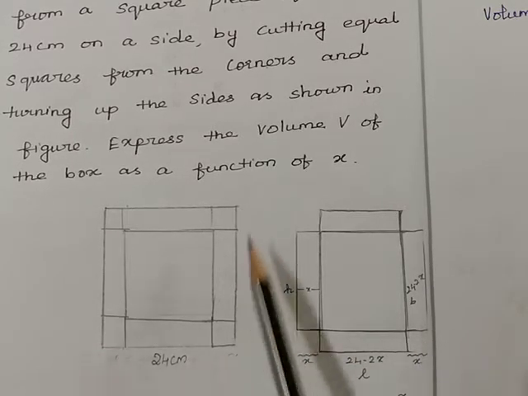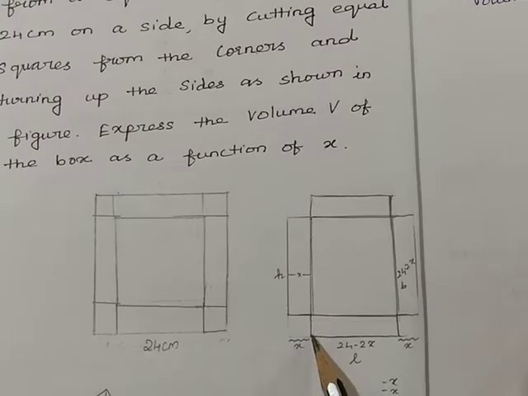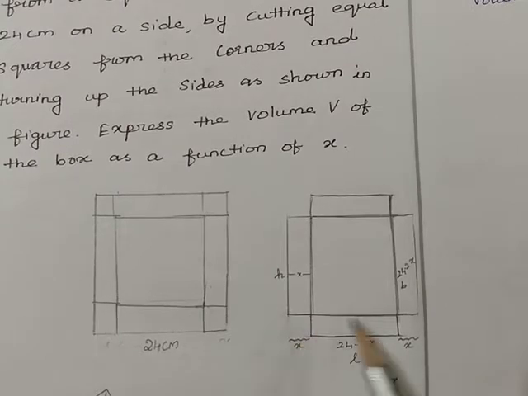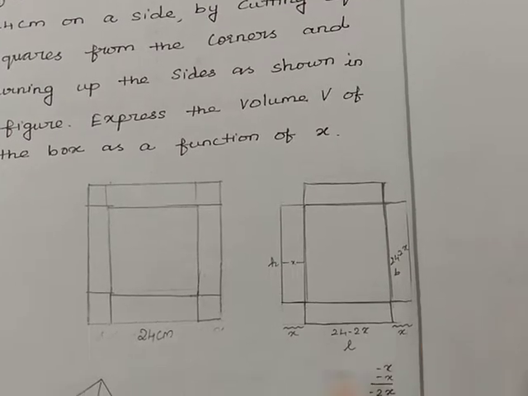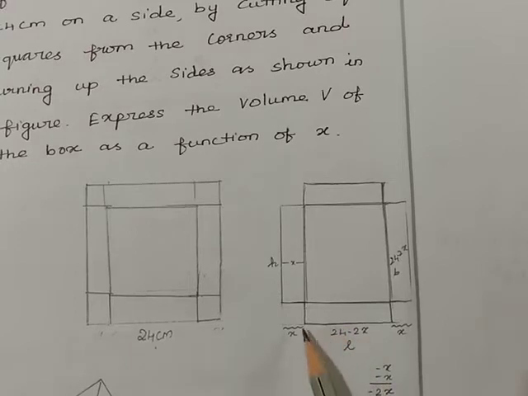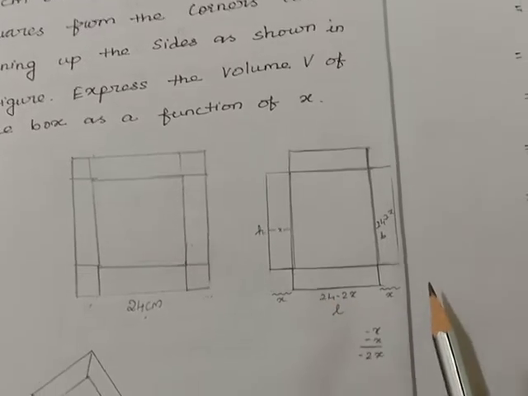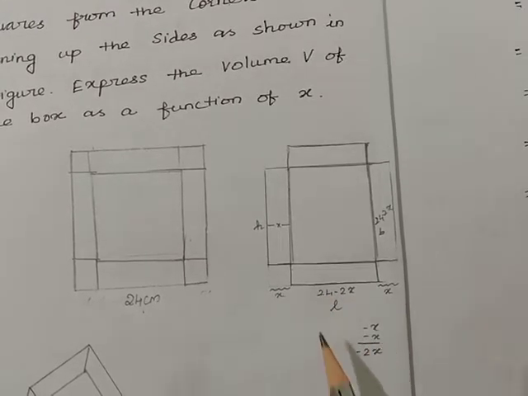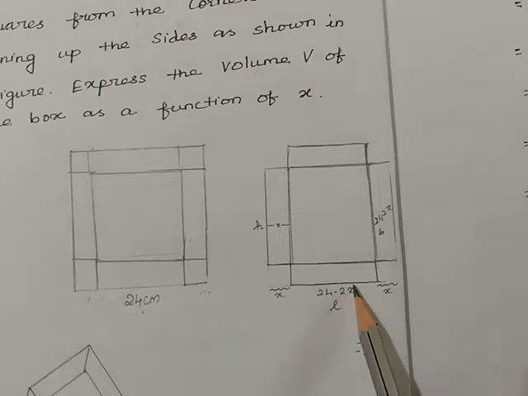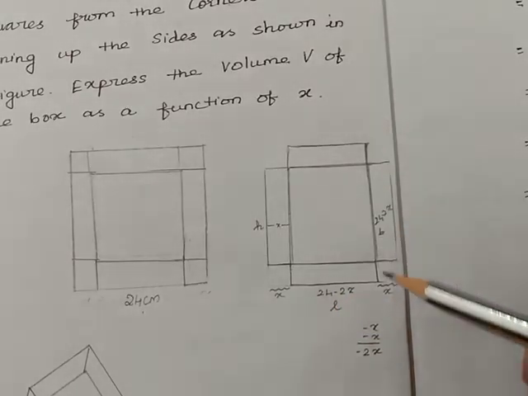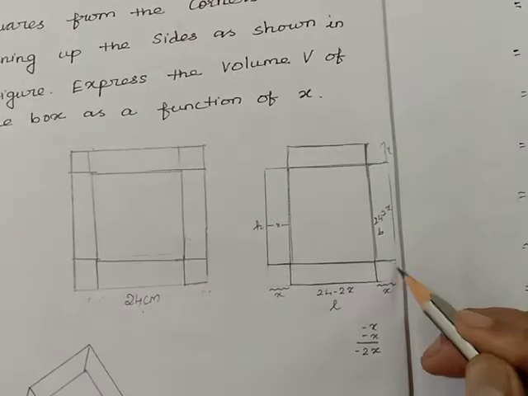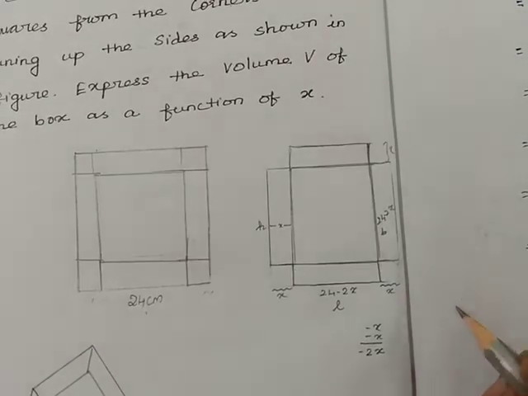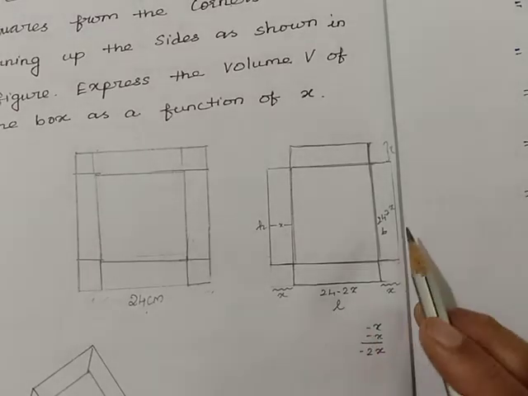Now all the sides are 24 centimeter. Now I am going to cut an equal part of a square at all the corners. Let the part I have cut be x. From the 24 centimeter I have cut x, so I have decreased minus x, and totally I have decreased minus 2x. Here also from the total length 24 I have decreased x, so minus 2x. So this is the length and breadth.